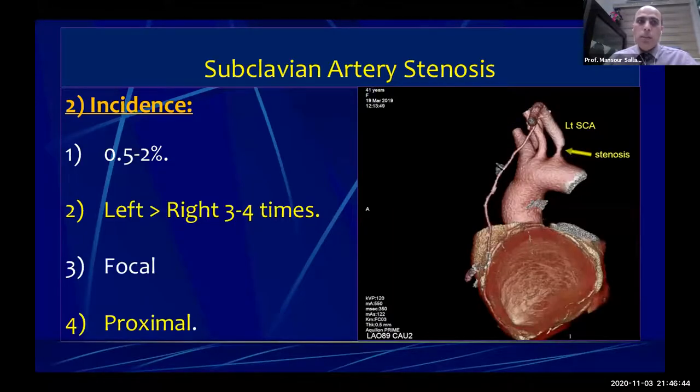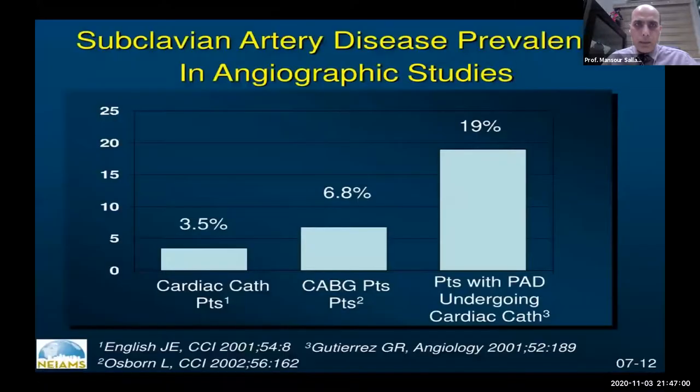Subclavian artery stenosis, its incidence in the general population is approximately 1 to 2%. It is reported to be three to four times more common on the left than the right. Usually it is a focal lesion, usually in the proximal segment, and doesn't affect the mid or distal segment.